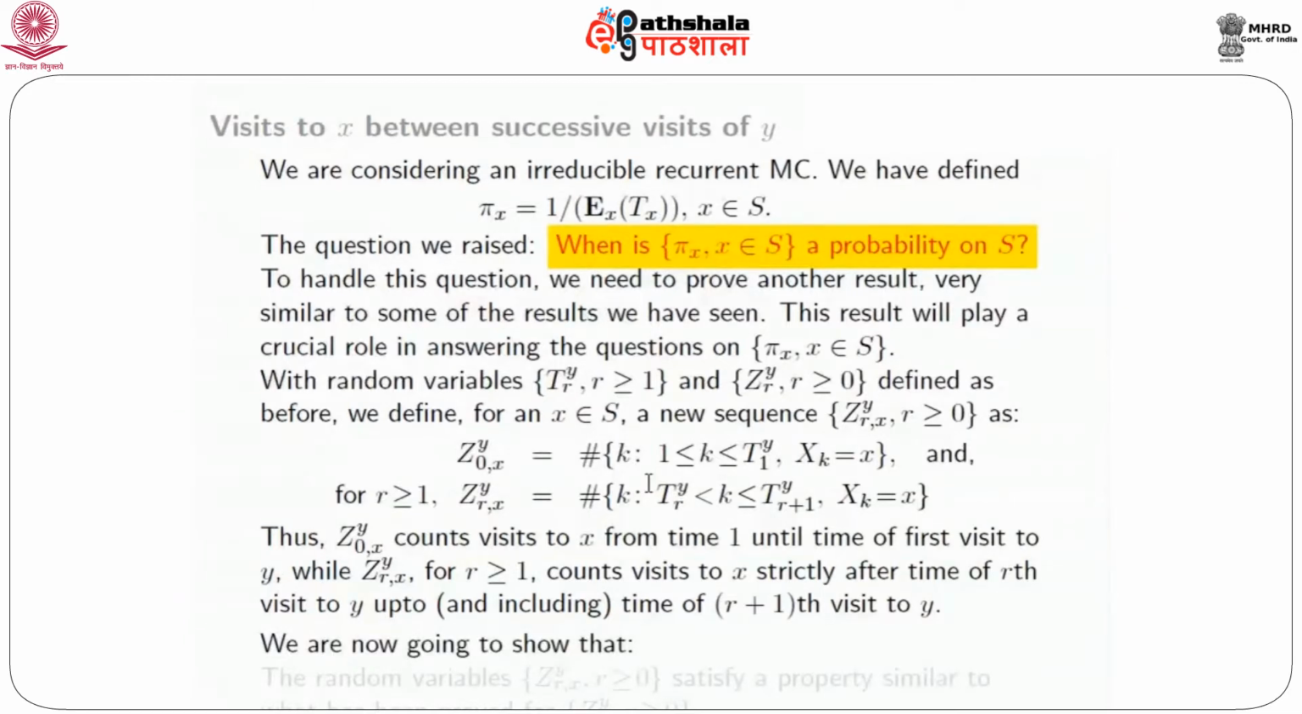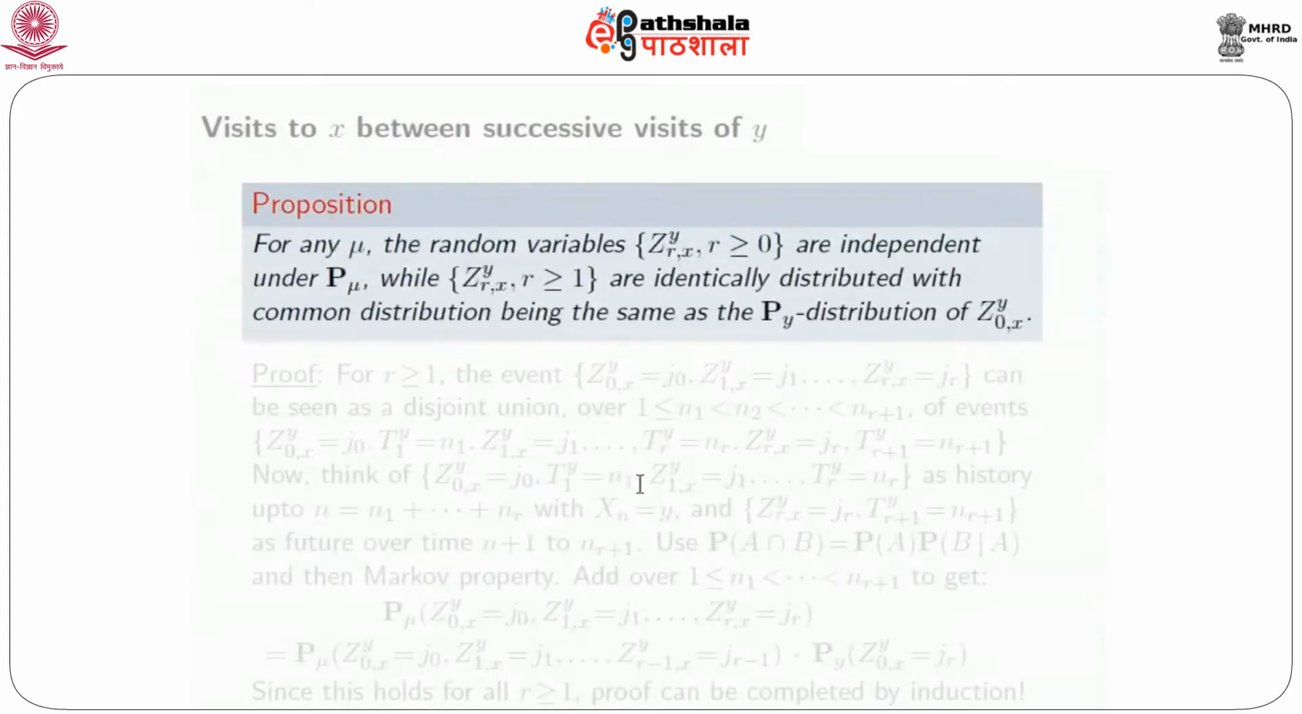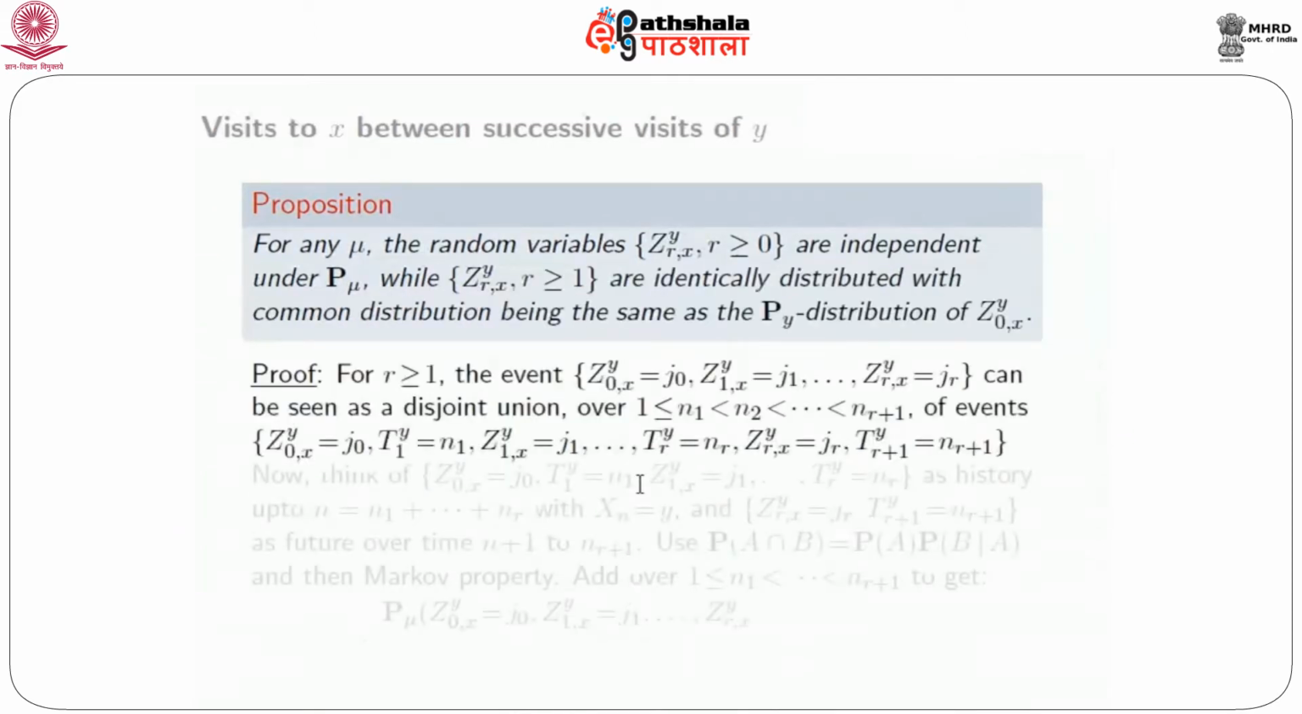What we're going to show is that these random variables Z_r,x,y satisfy a property very similar to the properties that were proved for the Z_r,y earlier. So here's a proposition. For any initial distribution mu, the random variables Z_r,x,y, looking only at those indexed by r greater than or equal to 1, are identically distributed, and the common distribution is the same as the P_y distribution of Z_0,x,y. The idea of the proof is very similar to the analogous fact that we proved about the original Z_r,y, so let me just give an outline of the proof.